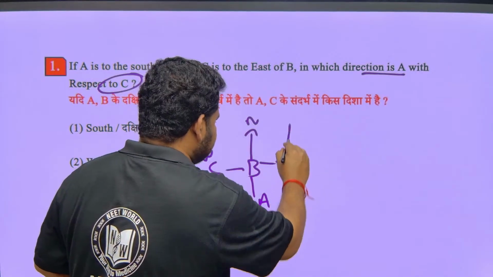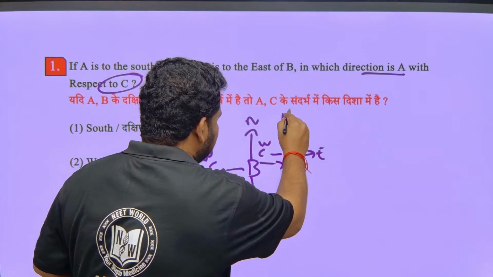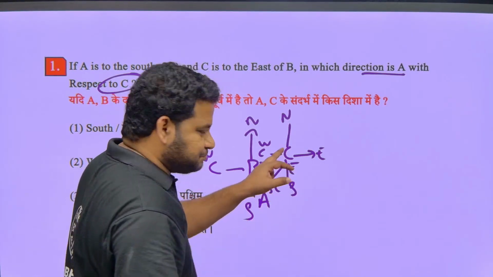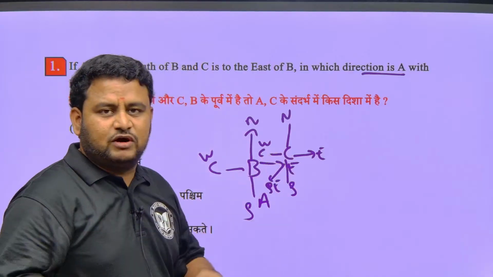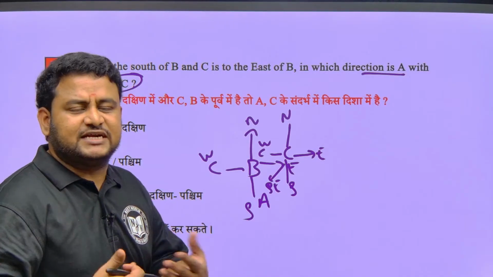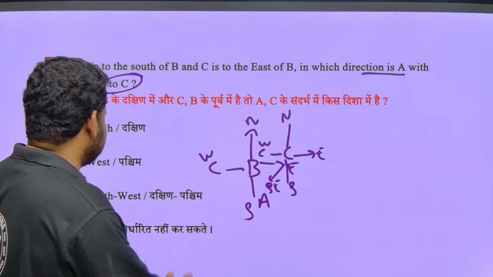C will become the center now. C is here. This is east, this is west, this is north, this is south and this is southeast. With respect to C, they are asking what is the direction of A with respect to C. From C, what is the direction of A?